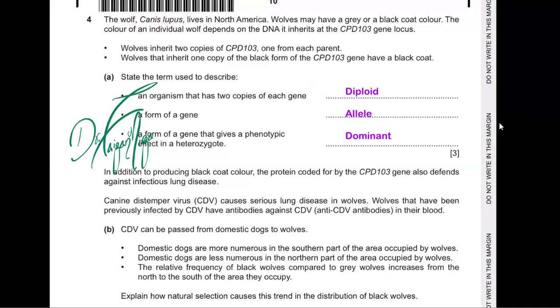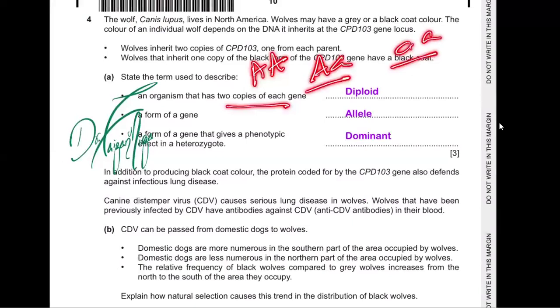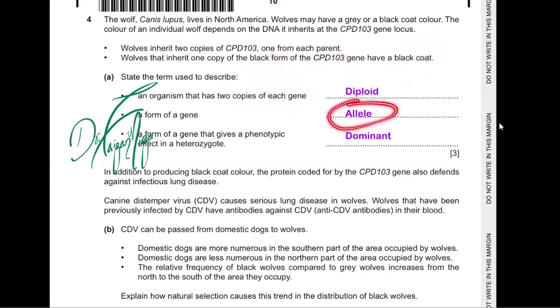State the term used to describe an organism that has two copies of each gene. So two copies of each gene mean capital A, or capital A, small a, two copies of the same gene. This is a diploid organism. A form of a gene, allele. If you have a dominant allele or you have a recessive allele, so that's the allele here. Then a form of gene that gives phenotype effect or in a heterozygous, so dominant. Always it will give a phenotypic effect in the heterozygote as well, because for example, it's capital A, small a, capital A will still show its effect because it's a dominant allele.